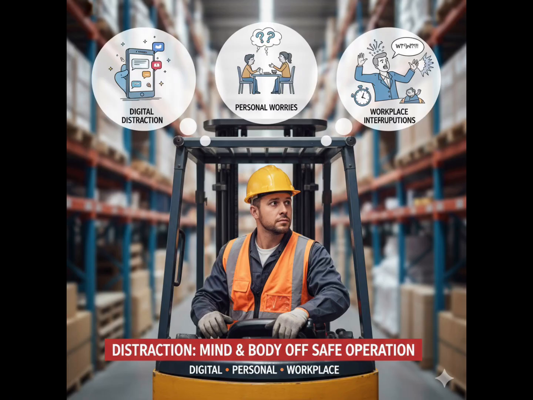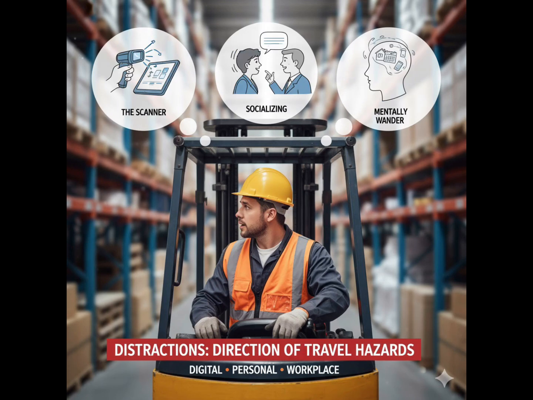Distractions. A distraction is defined as anything that takes the operator's mind or body off of the safe operation of the lift. Distractions can come in many different forms, and some common distractions that can cause a direction of travel issue for a forklift operator include the scanner you use to interact with an electronic system, socializing, where you may turn your attention towards another person rather than the direction of travel, and your mind may mentally wander, where we have something else on our mind other than scanning for items within our drive path.